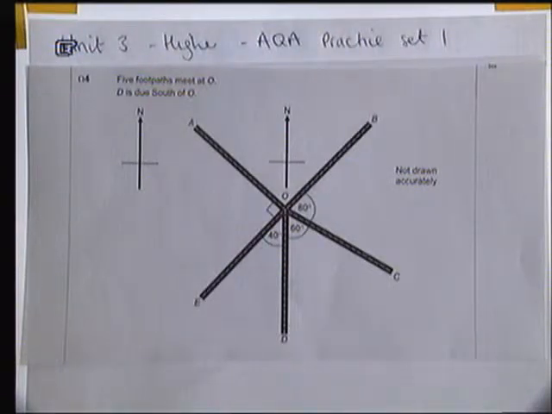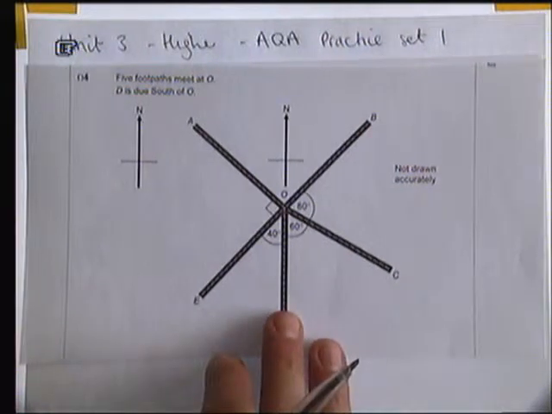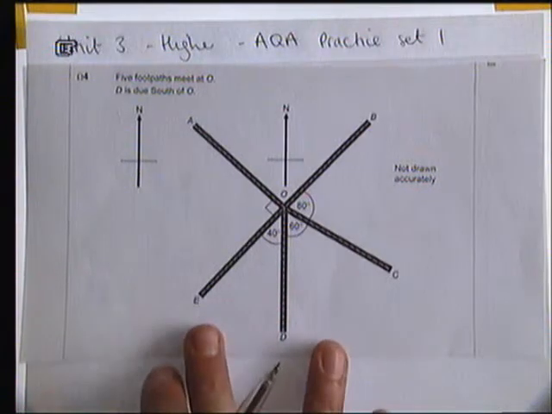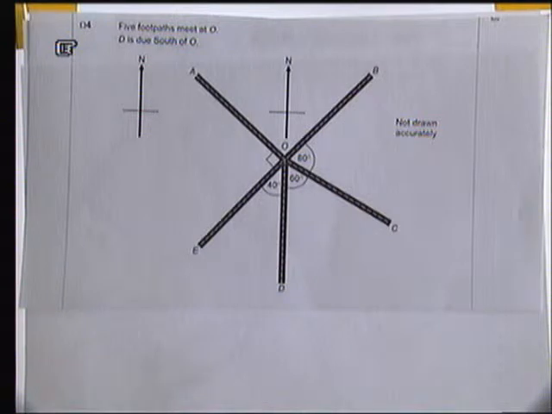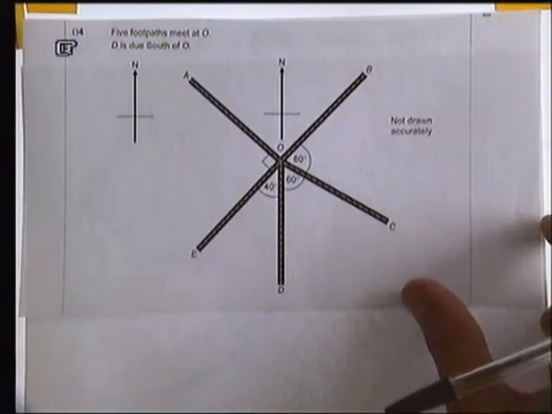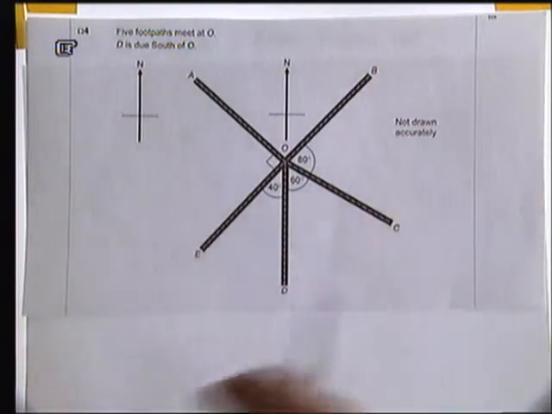Hello, this is question number 4 from the Unit 3 Higher AQA practice set 1. And this question, I think, is really quite tricky. I'm going to need a bit of space, so I'm just going to move that up. So we have 5 roads or footpaths meeting at a particular point, as in the diagram.